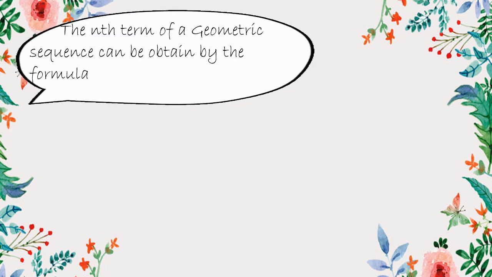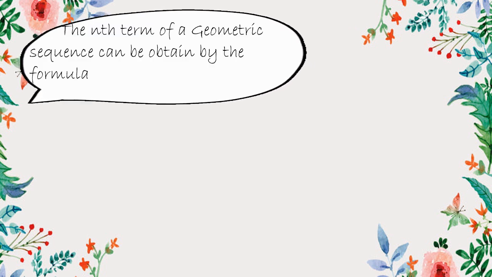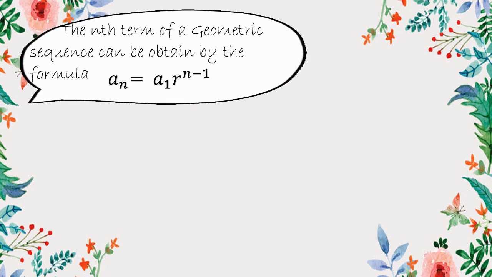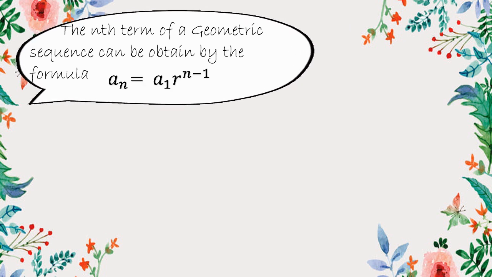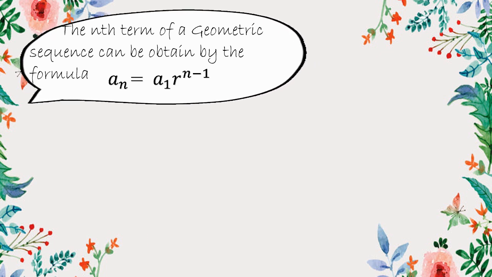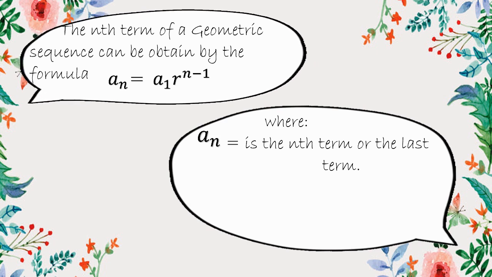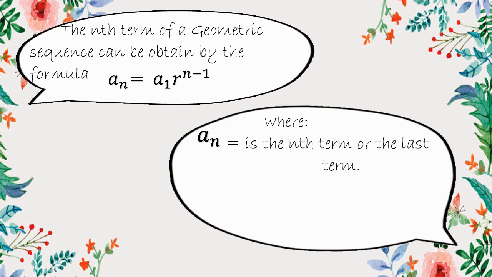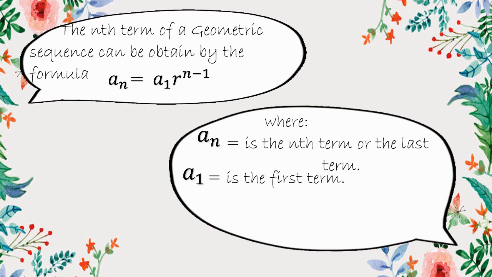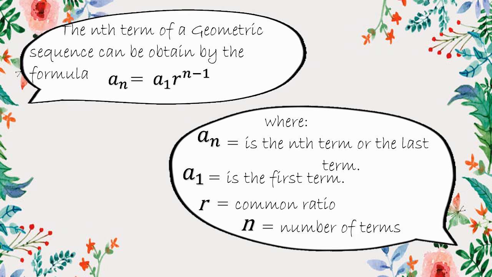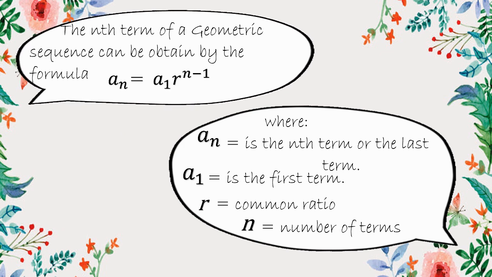The nth term of a geometric sequence can be obtained by the formula a sub n is equal to a sub 1 multiplied by r raised to n minus 1, where a sub n is the nth term or the last term of a sequence, a sub 1 is the first term, r is the common ratio, and n is the number of terms in a sequence.